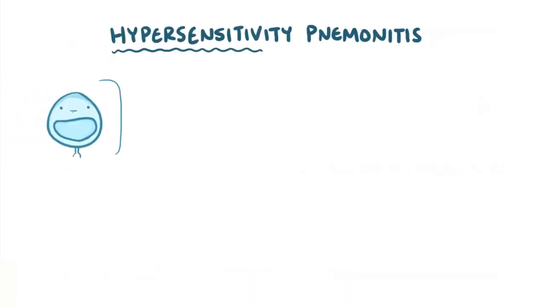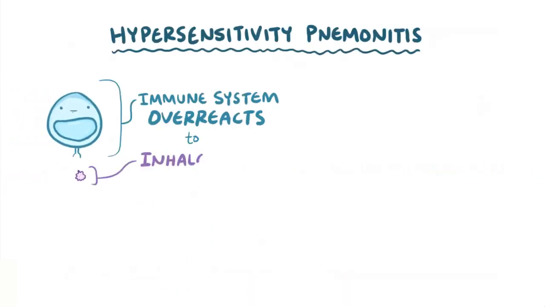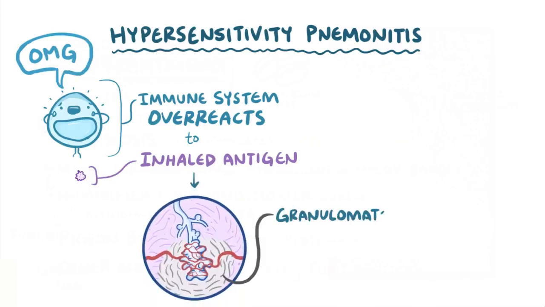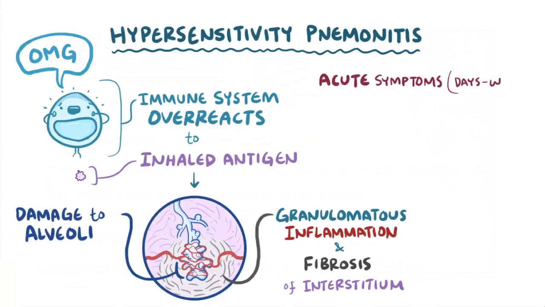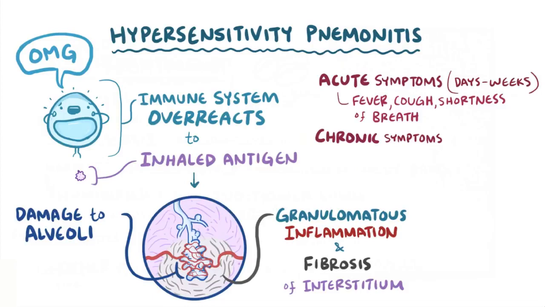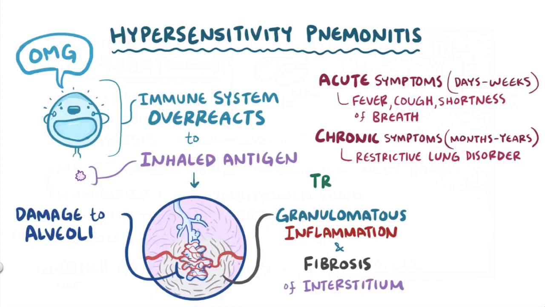Alright, as a quick recap, hypersensitivity pneumonitis is when the immune system overreacts to an inhaled antigen, causing granulomatous inflammation and fibrosis in the lung interstitium, as well as damage to the alveoli. Acute symptoms develop within hours after the exposure, and are characterized by fever, cough, and shortness of breath. Chronic symptoms develop over months to years, and lead to a restrictive lung disorder. The damage, though, is reversible, and prognosis is good if the offending antigen is eliminated.